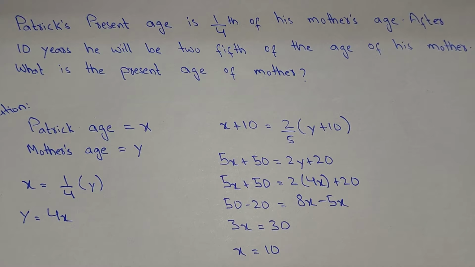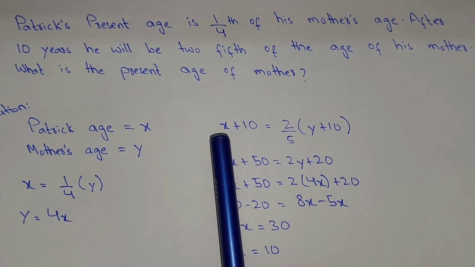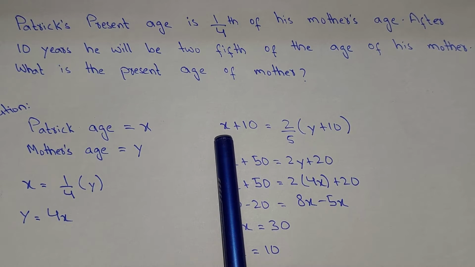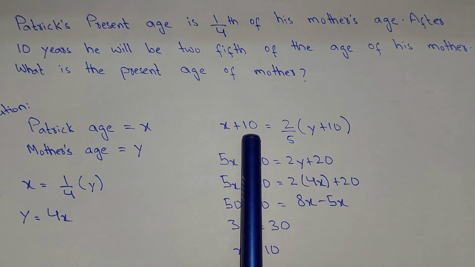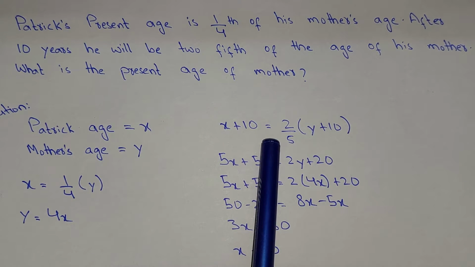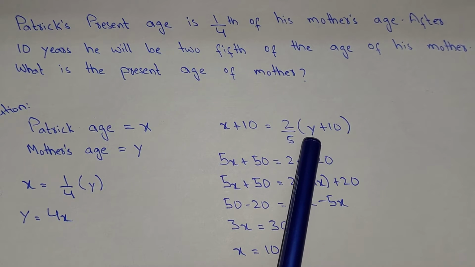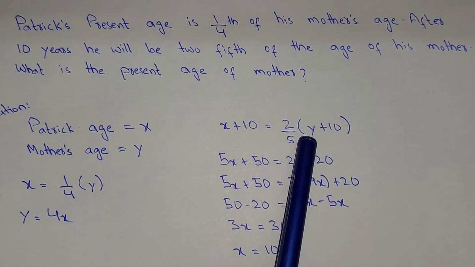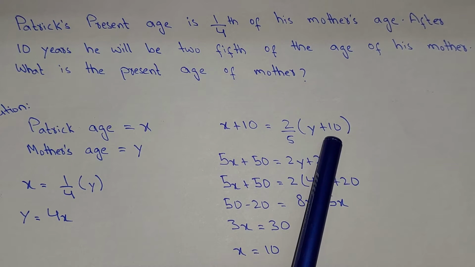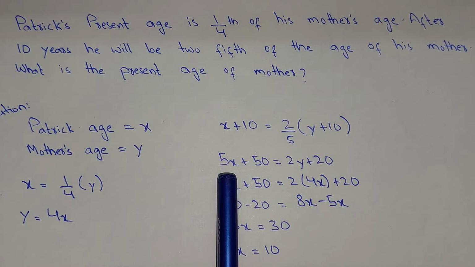Now further it is saying that after 10 years, it means Patrick's present age after 10 years, that is X plus 10, equals 2/5, 2 divided by 5, of the age of the mother. The age of the mother is Y, so we will also add plus 10 to the mother's age because we are talking about after 10 years. Now we will solve it.